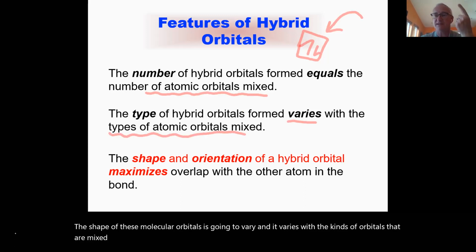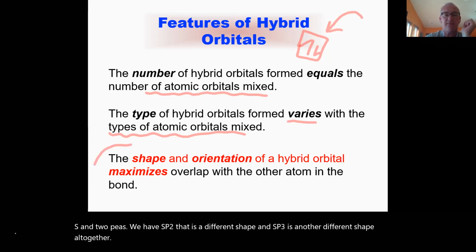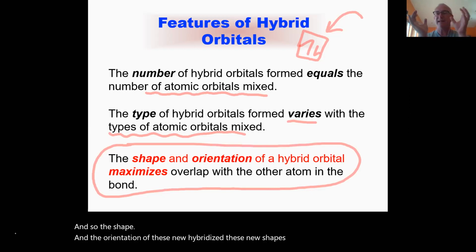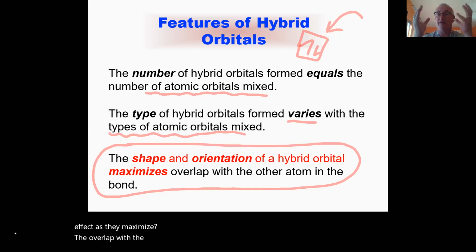Like I said, if we mix an s and a p, we get an sp orbital that has a specific shape. S and two p's, we have sp2, that has a different shape. And sp3 has another different shape altogether. And so the shape and the orientation of these new hybridized orbitals, in effect, maximize the overlap with the other atom. And you remember, the more overlap we can get, the stronger the bond is going to be.